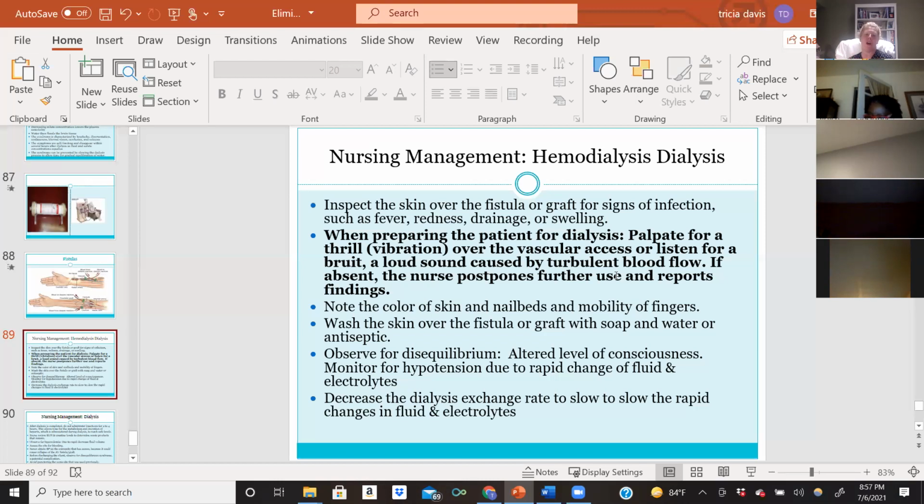We want to make sure we are observing for that disequilibrium that can occur. So that's that altered level of consciousness. We're going to monitor for hypotension because of that rapid change of fluid and electrolytes. And then we're going to decrease the dialysis exchange rate to slow the rapid changes in that fluid and electrolytes.